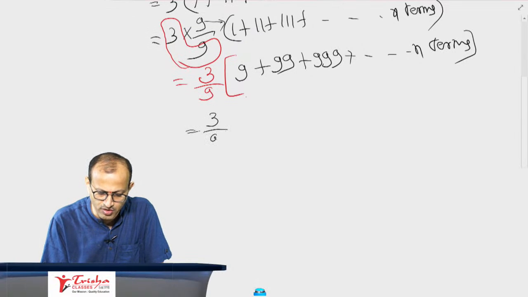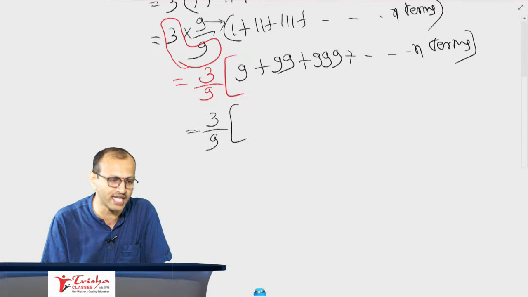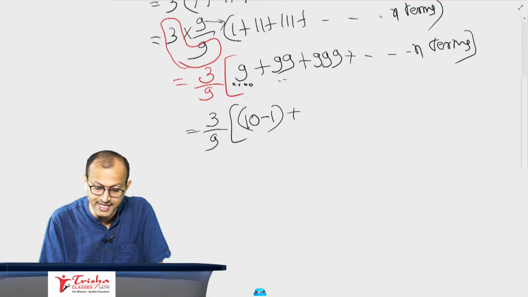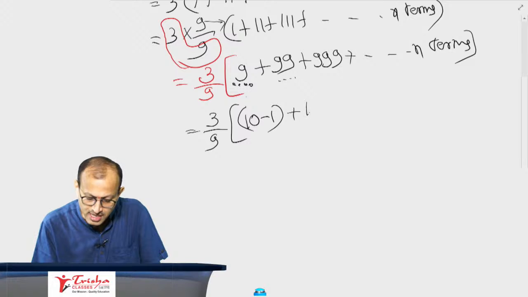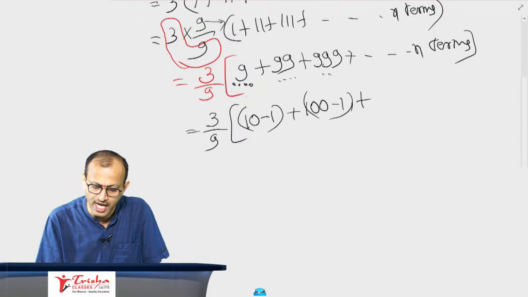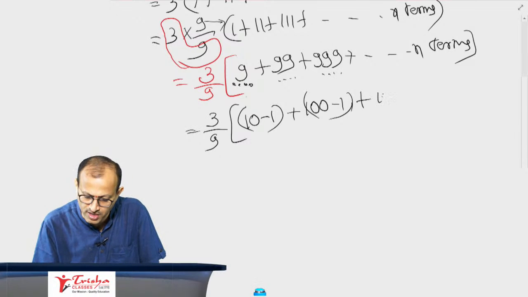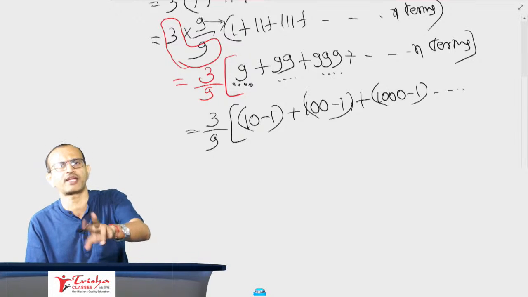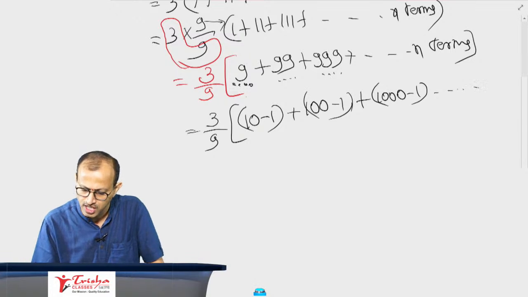If you bring 9 now, dear students, there is an advantage. 9 is 10 minus 1. Observe. 99 is 100 minus 1. Observe. 999 is 1000 minus 1. So, bring all terms into 9. Make it 10 minus 1, 100 minus 1, 1000 minus 1 up to n terms.